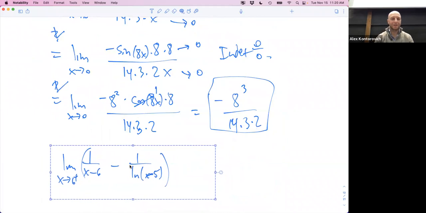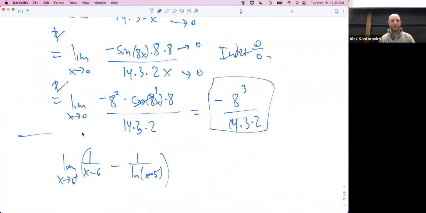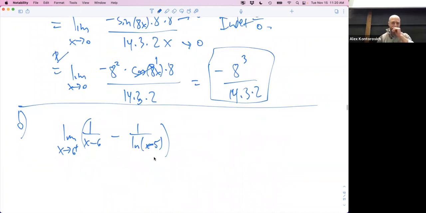Okay, good, that worked. So B is this limit. This is going to 0. This is log of 1. Log of 1 is 0. So I'm going to have to put this into L'Hopital's form somehow. I need a fraction, common denominator, exactly.